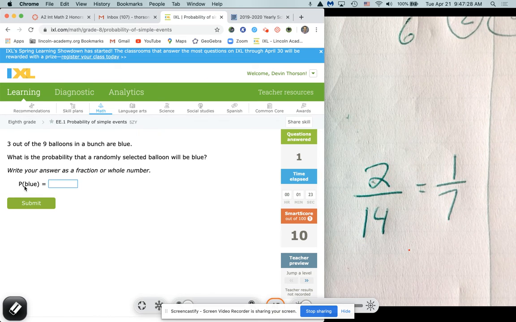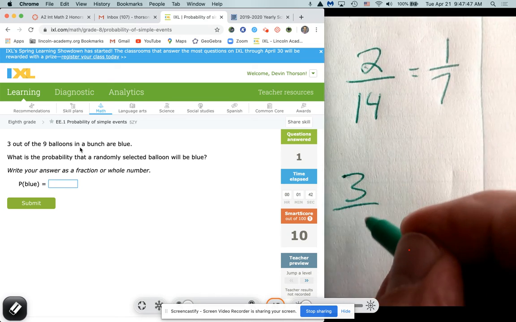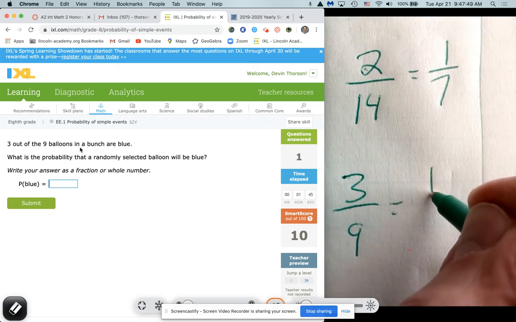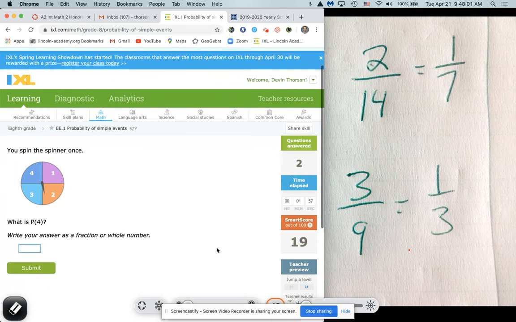Here, I want the probability of something being blue. Well, let's see what's happening here. 3 out of 9 balloons in a bunch are blue. So what's the probability that a randomly selected balloon would be blue? Well, again, 3 out of 9 balloons in a bunch. So you're going to go 3 out of 9. You're going to reduce that and get 1/3, which will be your fraction. And again, I think it's funny they put a whole number. That would only happen if it was 100% chance, and you'd put a 1. Very rarely do you get a 1.